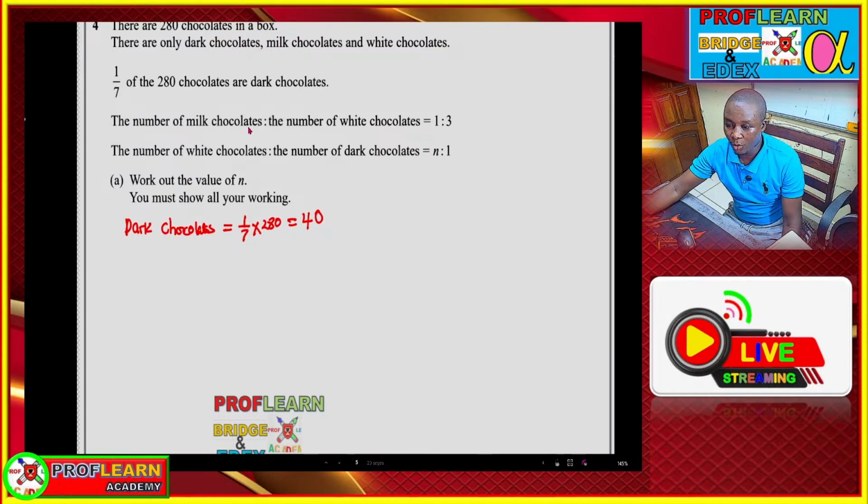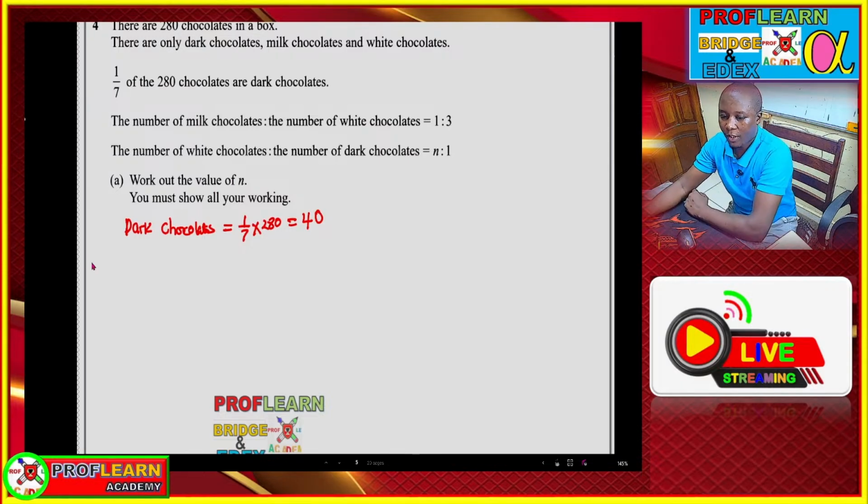The ratio of the number of milk chocolates to the number of white chocolates is 1:3. The number of white chocolates to the number of dark chocolates is n:1. We are supposed to find the value of n.